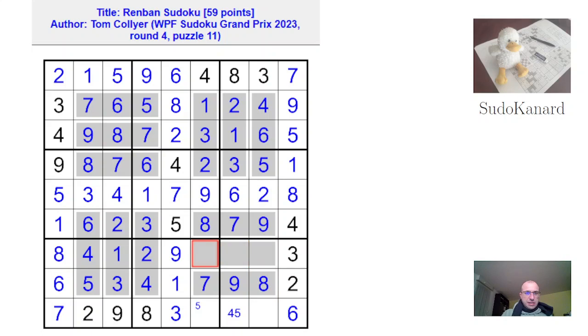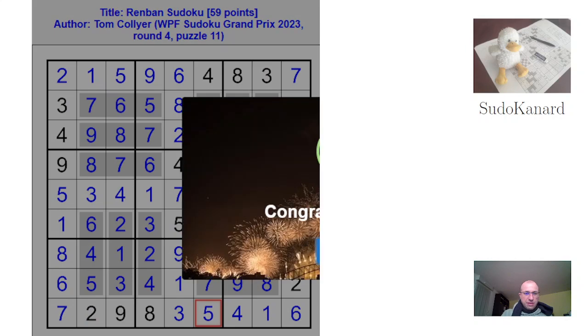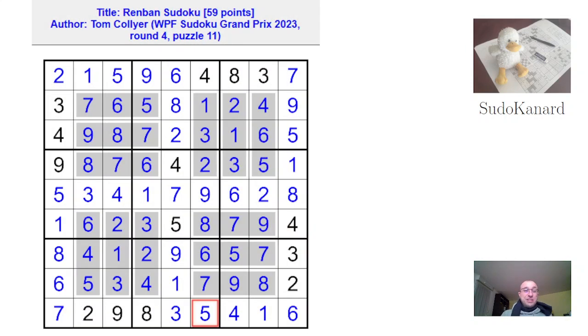So this is now 5, 6, 7. 7 can only be here. 5, 6, that's a 4, that's a 1, and that has to be a 5. I think that's it. Alright, so really a beautiful puzzle, not that easy.